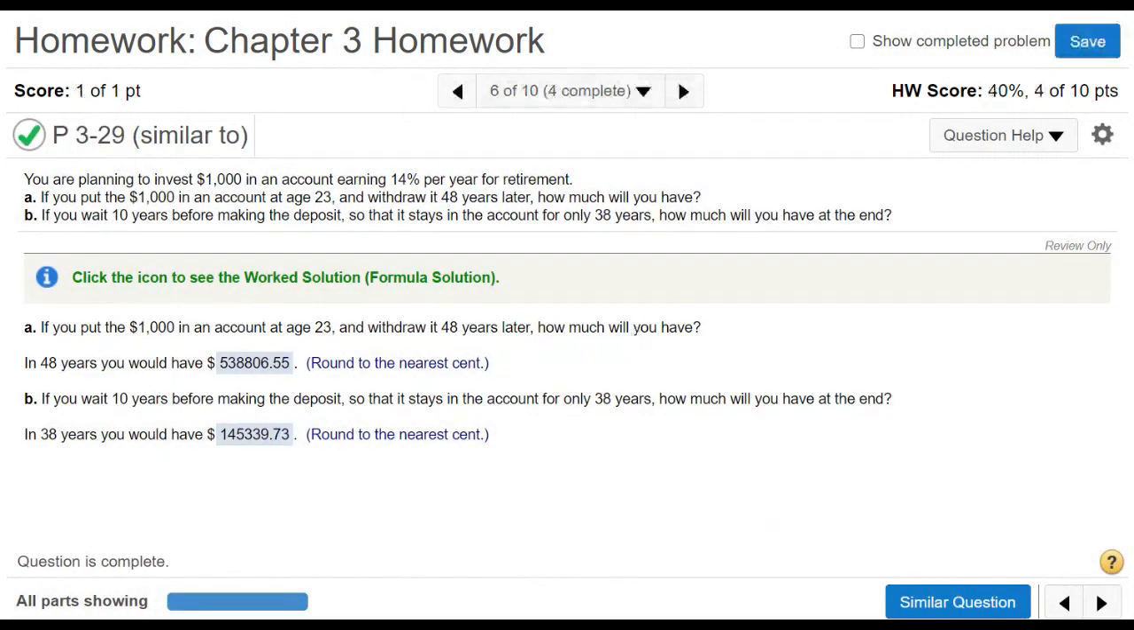Good job. Now look at the difference. Look at the difference in 10 years with compounding interest. Amazing, right? Look at the difference.